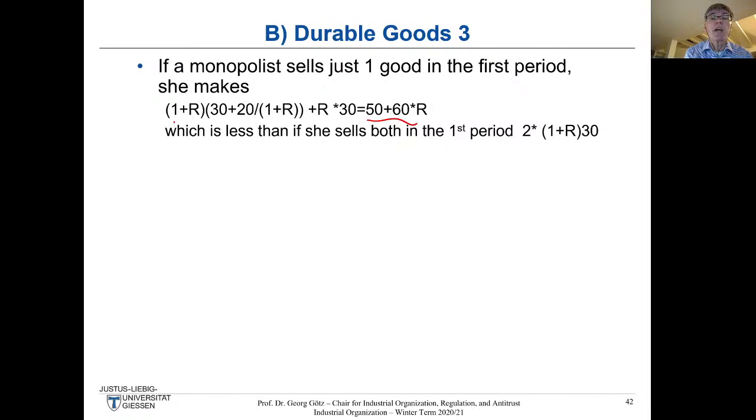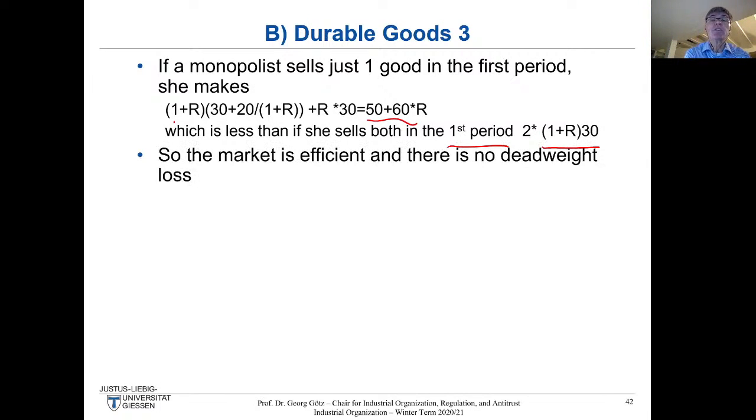the first period. Of course, then I have to sell it at a price of 1 plus R times 30. But what you see immediately, this is 60 plus 60R, and 60 plus 60R is larger than 50 plus 60R. So what does that mean? I sell to both consumers in the very first period. Both are sold. Okay? And that's very similar to what we just had in our Allianz Arena example.